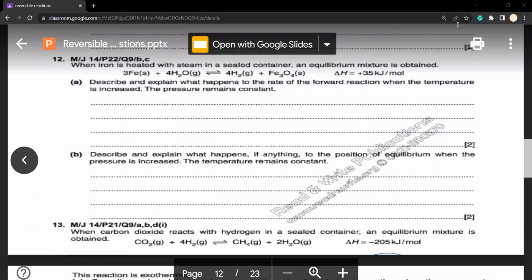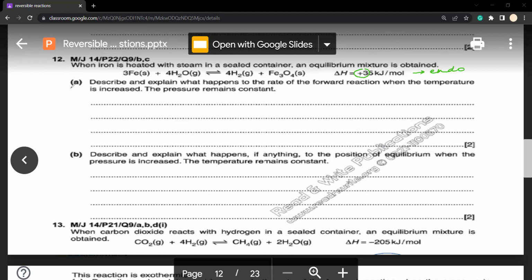Okay, this is a very interesting question, and we need to look into it because even the principal examiner's report says that students make blunders while reading the question, and specifically this kind of question. I'm reading the question, it's from May June 14: when iron is heated with steam in a sealed container, an equilibrium mixture is obtained. Now they are taking iron and steam, reacting together to get hydrogen and Fe3O4. And they have specified that the reaction has a positive enthalpy change, which means the forward reaction is endothermic. I can interpret that from this particular value.